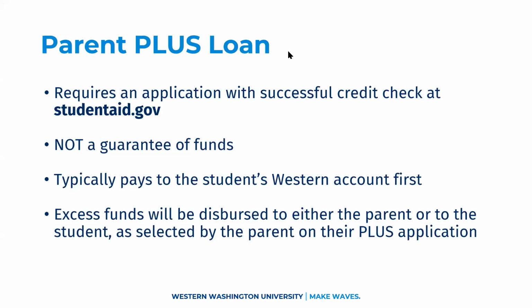Because it requires an application, it's not a guarantee of funds. So the student loans, students do not need to apply for those loans. They are offered automatically. The Parent PLUS loan would typically pay to the student's account first, and any excess funds would be dispersed to either the parent or to the student as chosen by the parent on their PLUS application.